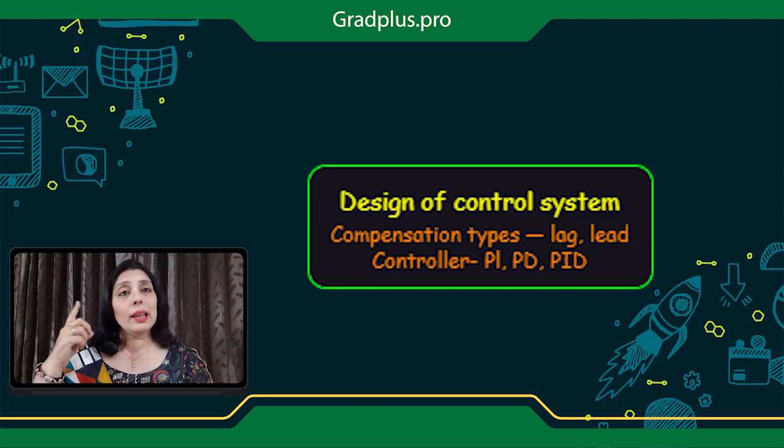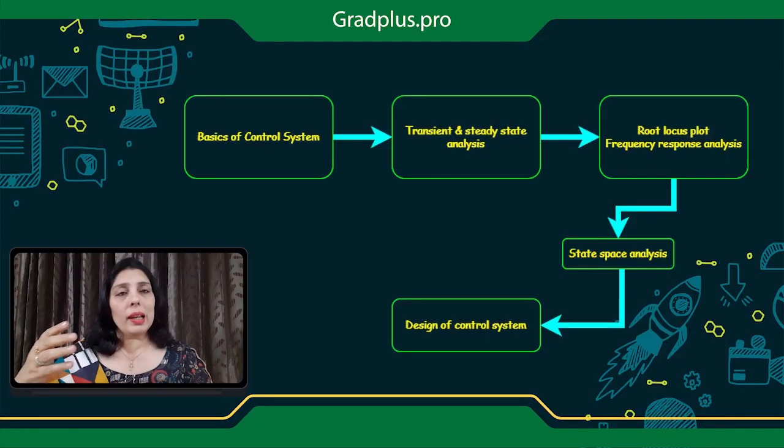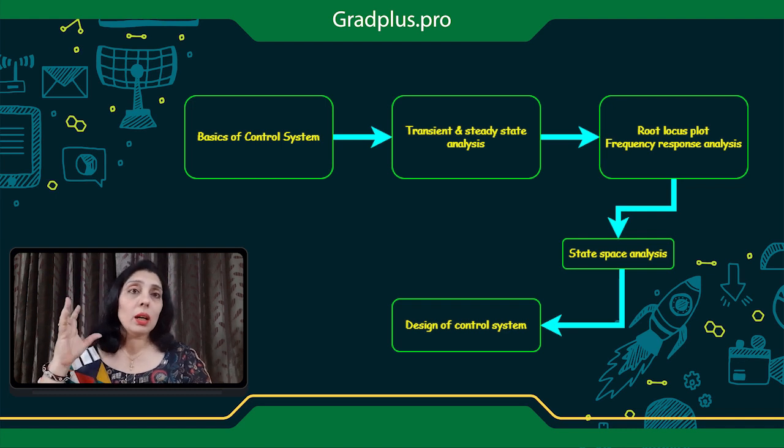And in the last stage, you should learn about the design of control systems, where we learn about lag and lead compensators and PI, PD, PID controllers. So I believe that this should be the flow of your topics to prepare control systems, right? And this will really give you a good overview, a good insight of your control systems.